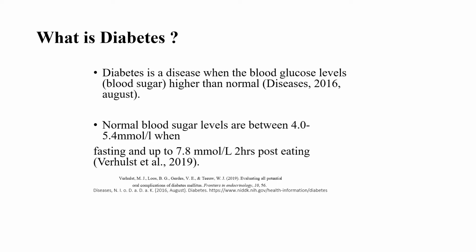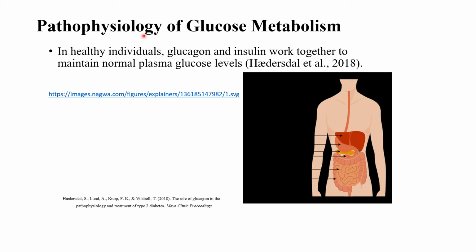So what is diabetes? Diabetes is a disease when the blood glucose levels or blood sugar levels are higher than normal. Normal blood sugar levels are between 4 to 5.4 millimole when fasting and up to 7.8 millimole 2 hours post eating. Now look at the pathophysiology of glucose metabolism in healthy individuals.